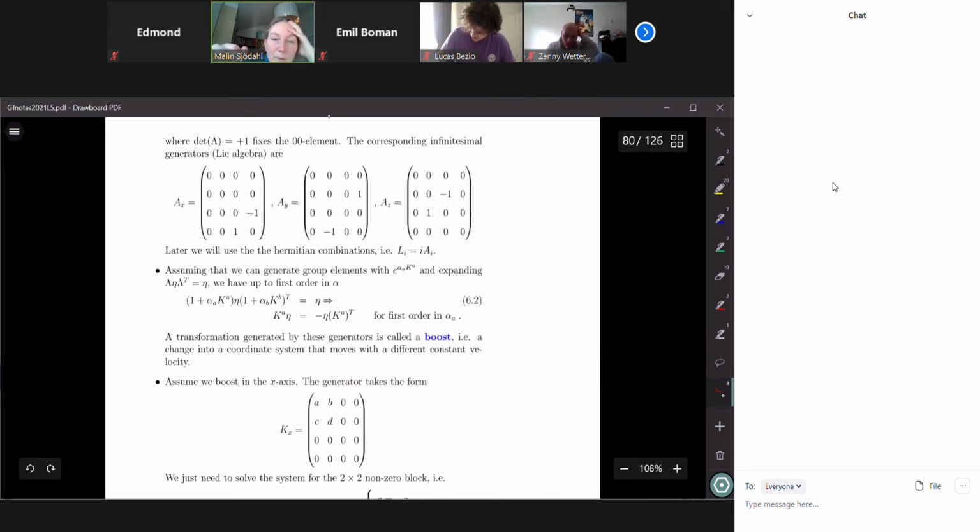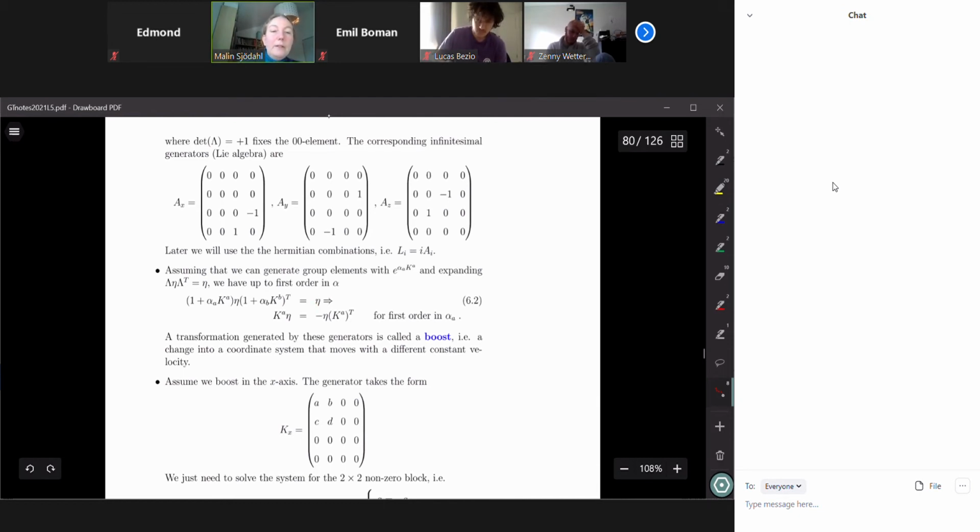So what we do is take the defining relation for the group, and expand it to first order in alpha. So we have 1 plus alpha A_k, then we have the eta, and then we have 1 plus alpha B, another summation index, K_B transpose, and that should be equal to eta. So that was the defining relation. Now, of course, the ones here, the 1 times 1, give us the eta already. So the other terms should cancel.